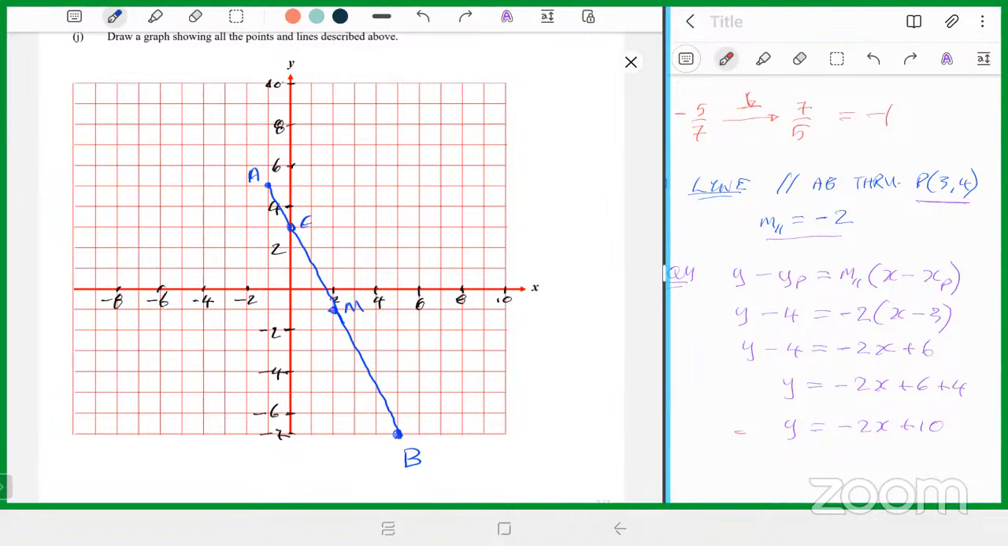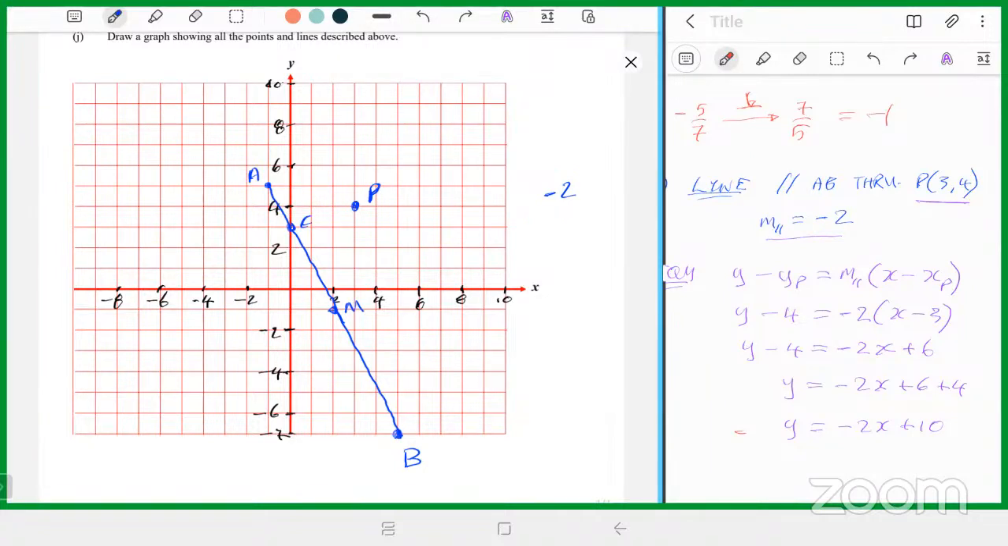Let me show it over here. So the gradient is -2, for the line that we're going to draw now. And the point is (3, 4). So I'm going to locate the point first. (3, 4). This is 3 coming this way, and we're going up to 4. So this is the point we're talking about, right there. So I'm going to mark it. The point P will be right here. And we're trying to draw a line through it that has a gradient of -2.